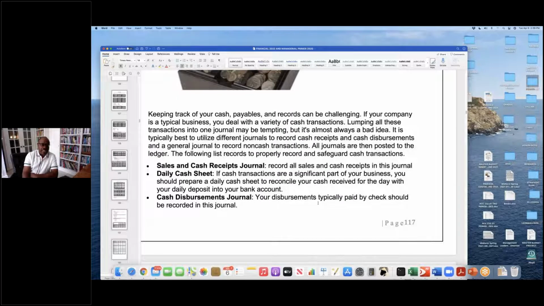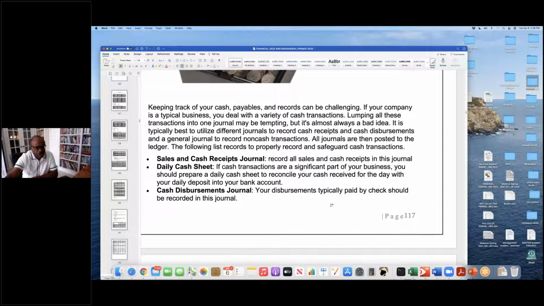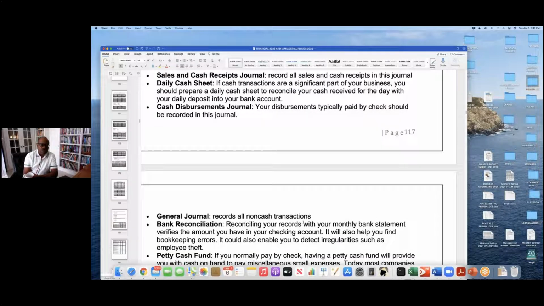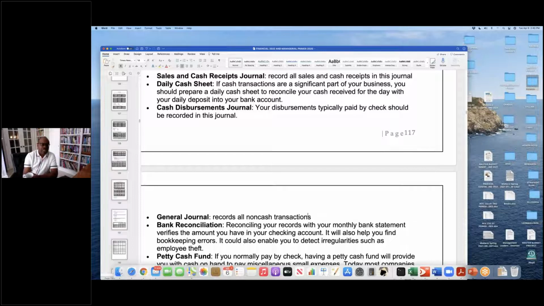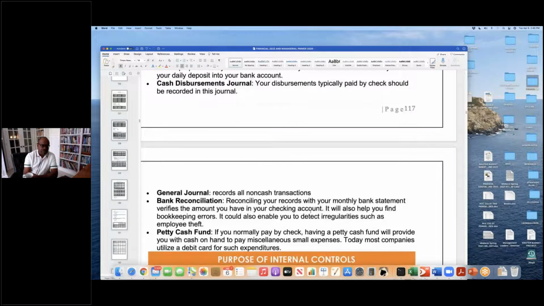Then we have a cash disbursement journal. We do all the payments out of that journal. So those things are helpful. So rather than one journal with all the transactions in it, we typically are going to have a number of journals. Sales and cash receipts, all sales and cash receipts in that journal. Cash disbursement, all payments. And then a general journal that records all the non-cash transactions that are not in the sales or the cash receipts. Sometimes we'll have a purchasing journal to do all the purchasing.